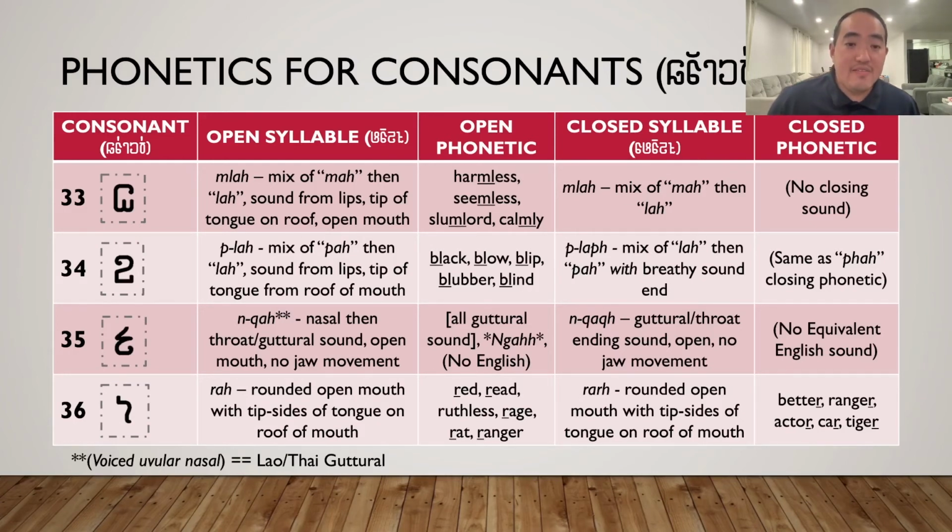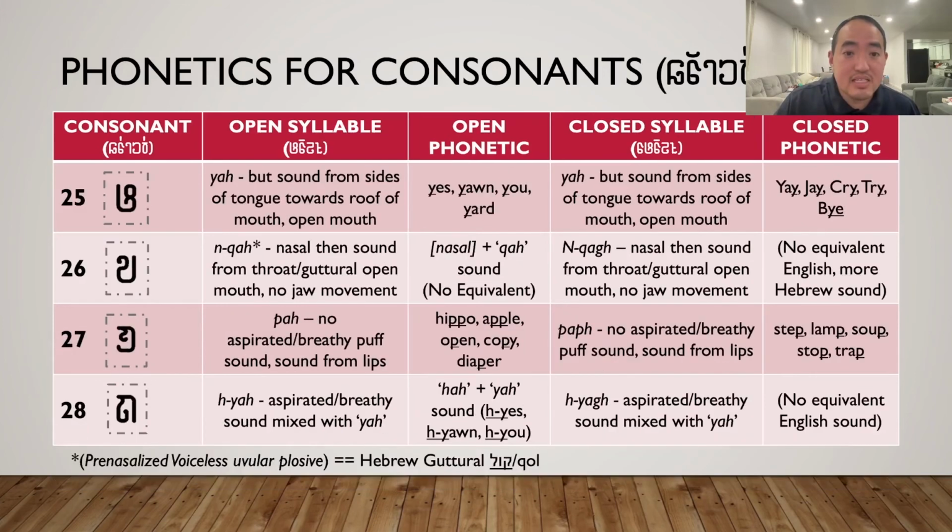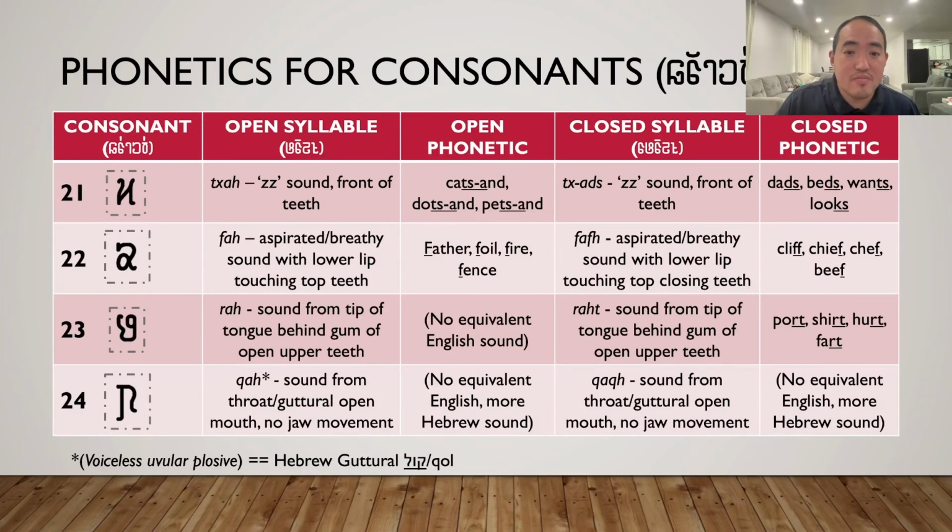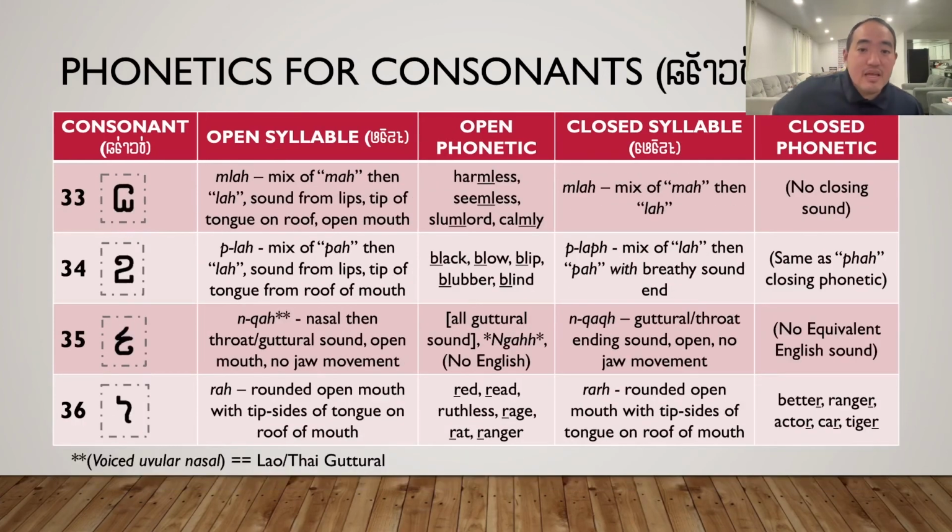So for number 35, I put 2 asterisks right here just to say that it's called the voiced uvular nasal sound. And this is more of a loud Thai guttural sound. This one is a little bit harder for English speakers, from my experience teaching. It's more behind the back of the throat. It's the nasalized version of number 24, I believe. So it'll be nga.